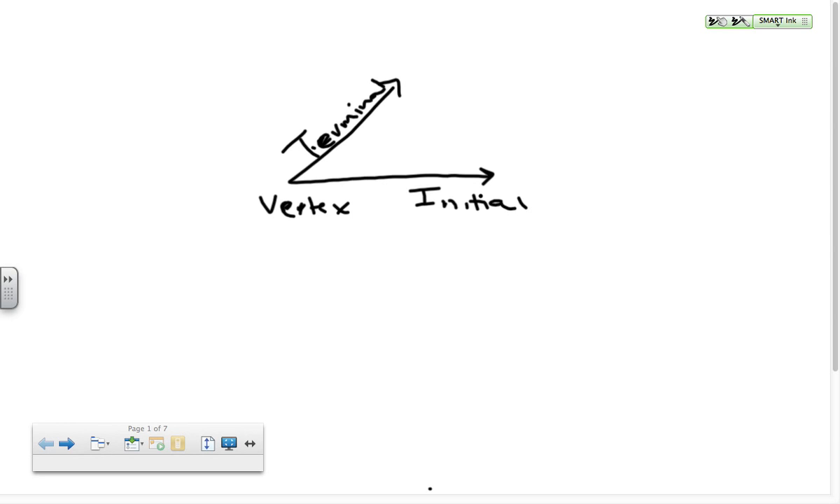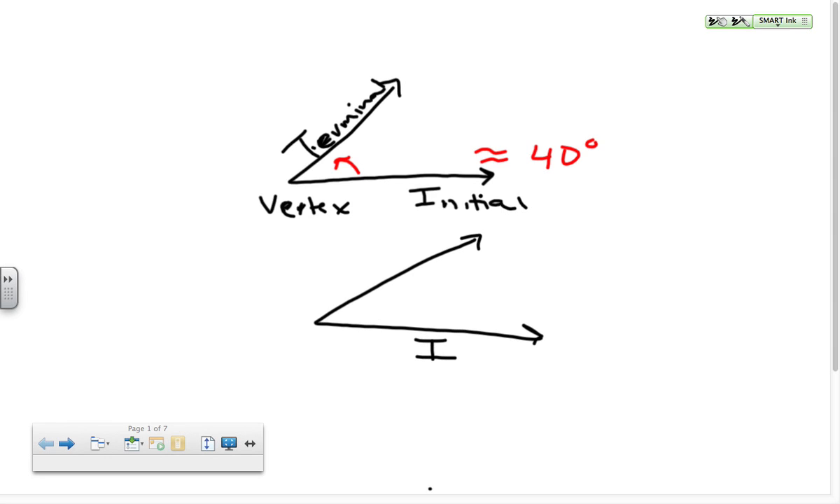So now, with my initial, I say that I'm going to move this angle this direction, right? And so how many degrees is this? This one is about 40 degrees, okay? All right. So my initial was here. I moved my terminal, and I got about 40 degrees. Now, let's do another one, because those are the easy ones to identify, okay? I'm just going to label this I and T.